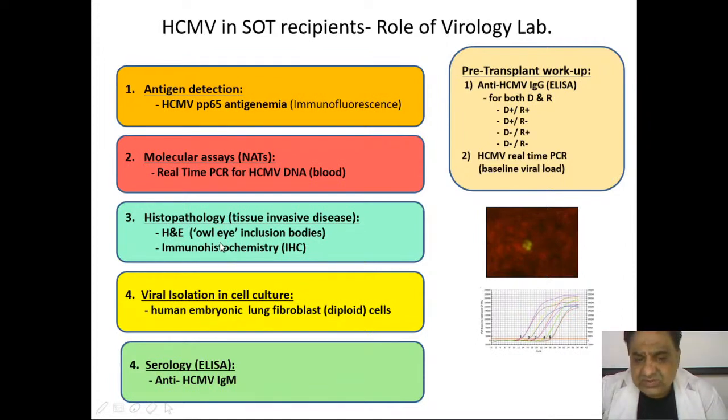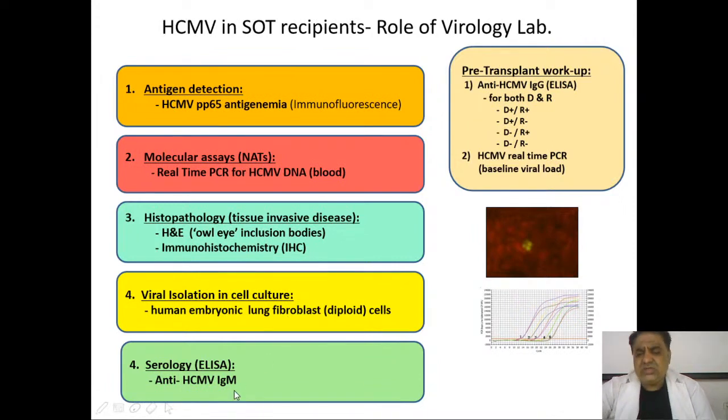These tests are done by the pathologist. Viral isolation from any of these samples, if it's CSF from encephalitis, or tissue, say colonic tissue in colitis, etc. You can grow the virus from blood or other such samples, in lung fibroblasts, diploid cells, like for any other CMV infection disease, but it takes time and it's useful only for research purposes.